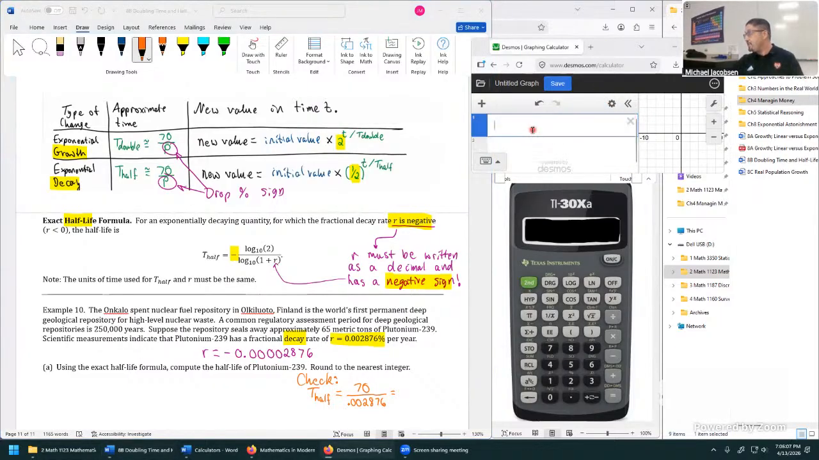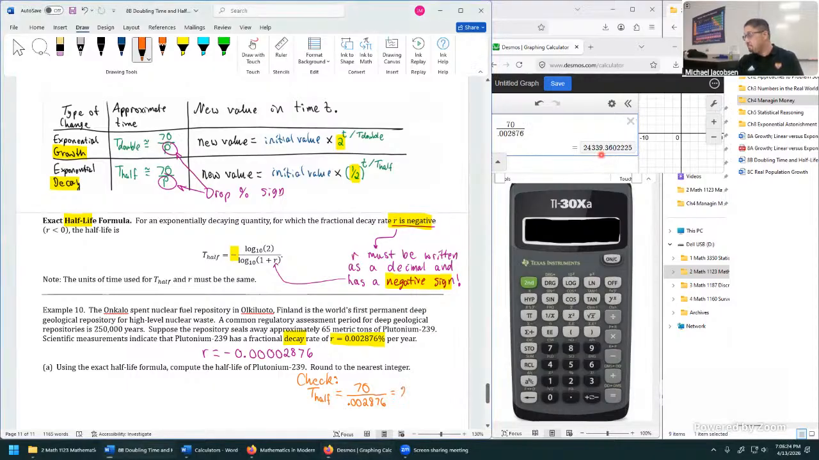Let's throw that into the calculator. 70 divided by 0.002876. And we're rounding to the nearest integer, so the nearest year. This to the nearest year is 24,339 years. Our value, when we use the exact formula, needs to be really, really close to that.